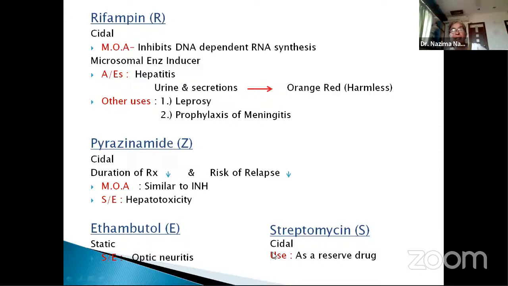Streptomycin, which is again bactericidal, it is used as a reserve drug. So it may not be included in the initial therapy for tuberculosis. So tuberculosis has the initial therapy as well as the continuation therapy. So in the initial therapy where all the first line drugs are generally used, streptomycin may or may not be included in the initial therapy.